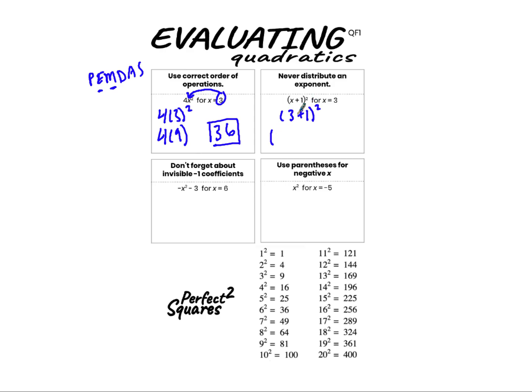I'm going to go ahead and add 3 and 1 first. That gives me 4. And then I need to square it. So 4 squared is just 16. And you can see that 3 squared plus 1 squared would have been 10. That would have been wrong. So go ahead and add first and then square.